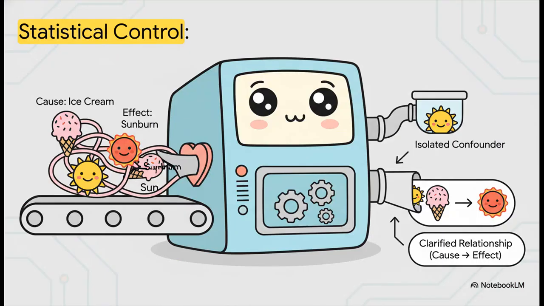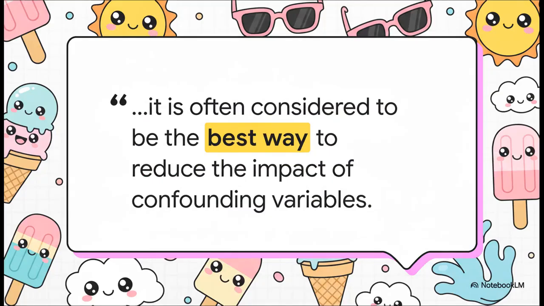Our third tool is a really powerful one, statistical control. This is cool because you can do it after you've collected all your data. You basically just tell your statistical model, hey, I know about these potential confounders, and you include them as control variables. The math then works to separate out their influence so you can see the real effect of the thing you actually care about.